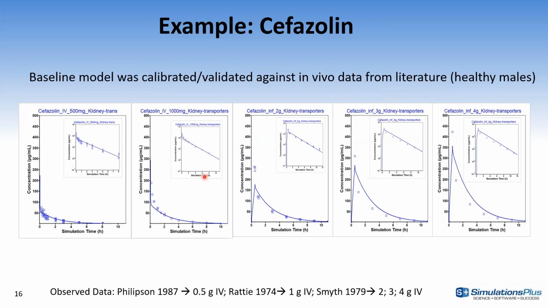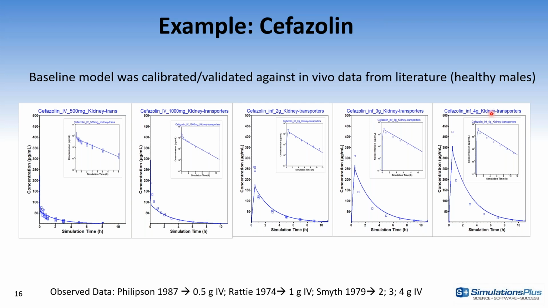Our model building followed the standard procedure, starting with adults, non-pregnant. Actually, the data that we obtained was from healthy males. And you can see the baseline model with calibrated active renal secretion nicely accounted for the PK of cefazolin going from 0.5 up to 4 grams IV injection.